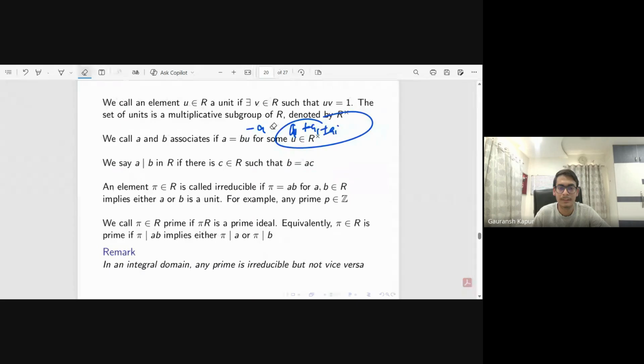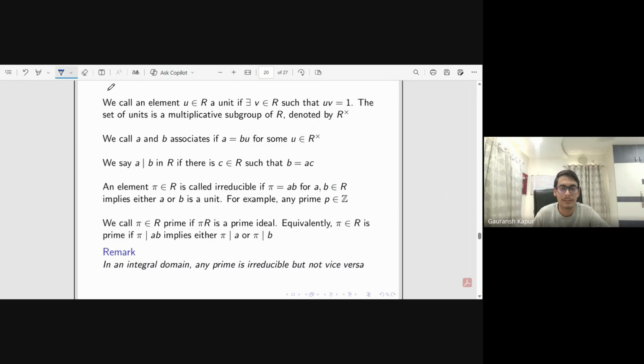And we say a divides b if there is a c in R such that b equals ac. So in Z[i], for example, 1 plus i divides 2i. 1 plus i divides 2 as 2 is equal to 1 plus i times 1 plus i times minus i. So 1 plus i times some element is 2. So 1 plus i divides 2.